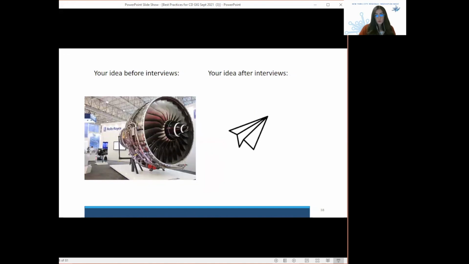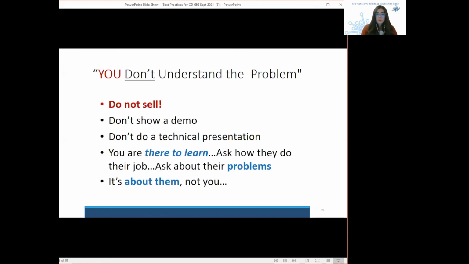Remember, we're looking for problems we can solve. You might go into the interview or start your customer discovery process thinking that your customer needs a shiny, complicated solution, but really they're just looking for a simple fix to a problem that they're having. You still don't understand the problem. So don't sell, don't show a demo, don't do a technical presentation, or talk about proprietary information of any kind. The interview is about them, they're the experts, and you're there to learn from their experience.